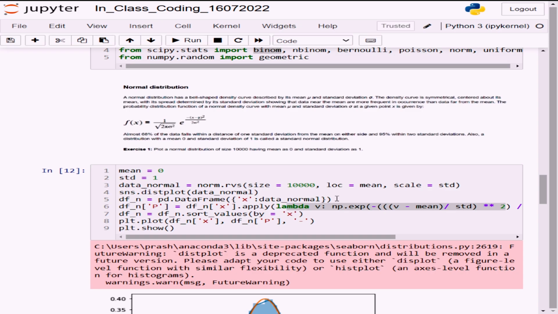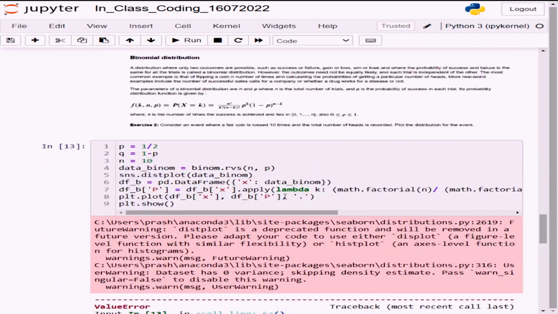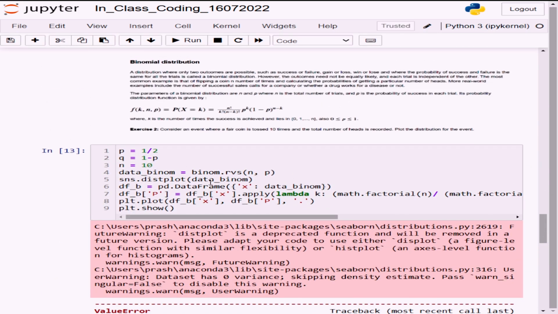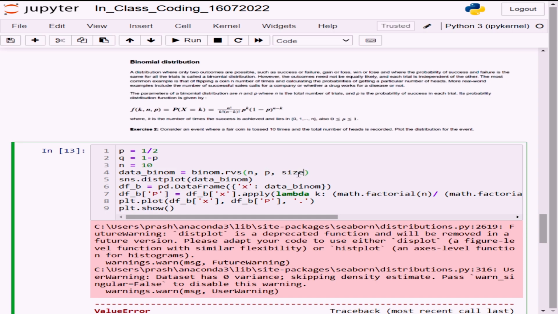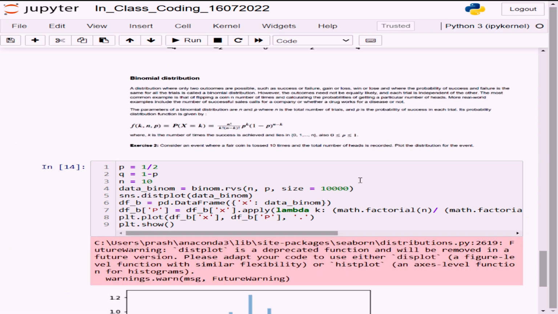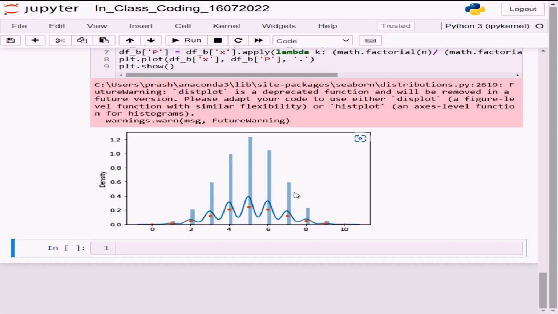Data normal. Okay, I understand. I have not given a size. So let's create a size. Let's say that this is repeated, say 10,000 times, because an experiment needs to be repeated sometimes so that you can get so many samples over the given space. Okay, let's see. I think that's the issue.